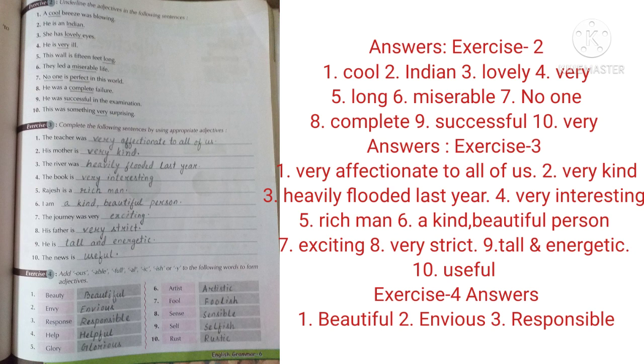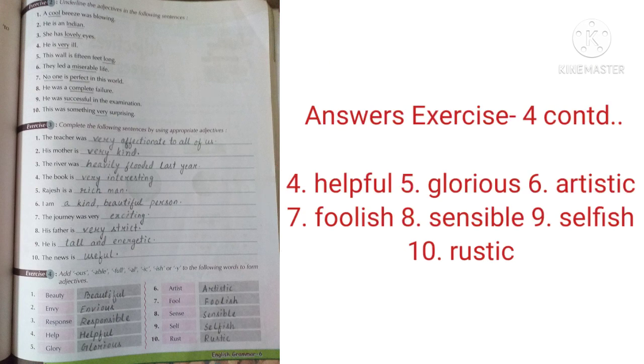Now exercise 3. Complete the following by using appropriate adjectives. Here, the teacher was dash. You can write any describing words like very affectionate, very angry, very good, very caring, etc. His mother is, yes, very kind. Anything you can complete to make the sentence. Now add OUS, able also: beauty, beautiful; envy, envious; response, responsible. Like that you have to add and fill up.